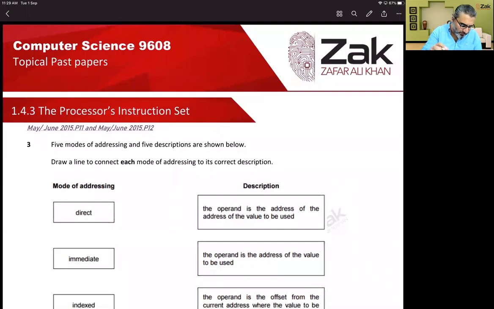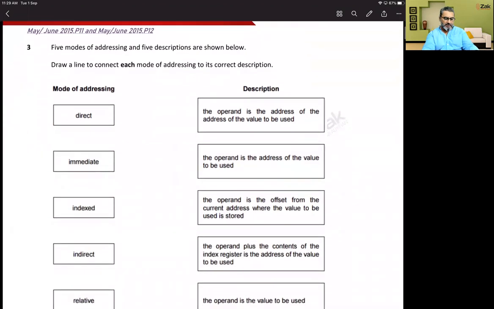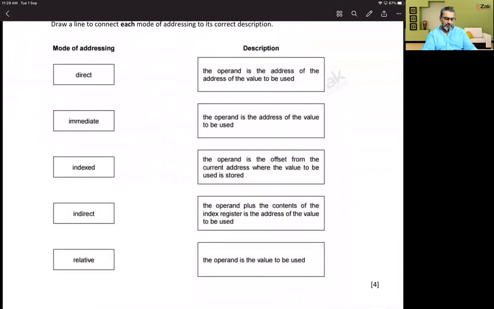So this one is 1.4.3, the processor's instruction set. 5 modes of addressing and 5 descriptions are shown below. Draw a line to connect each mode of addressing to its correct description. So let's just read the description and then see what it is. The operand is the address of the register. So this is indirect.